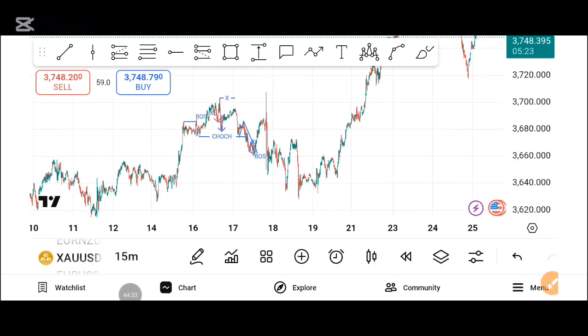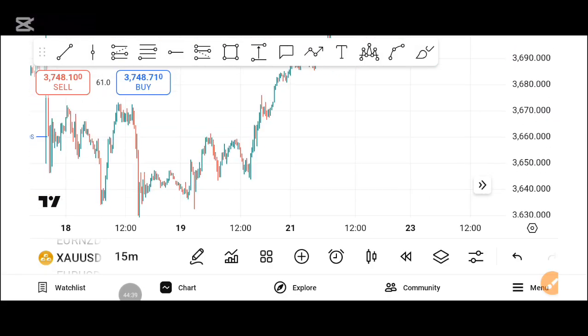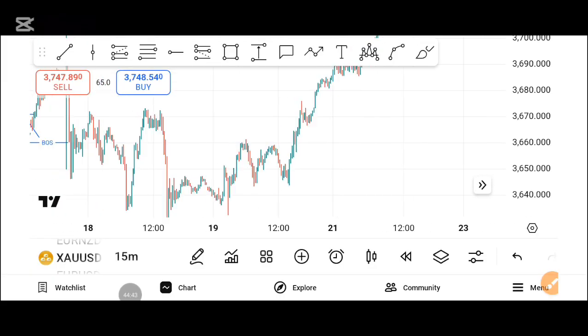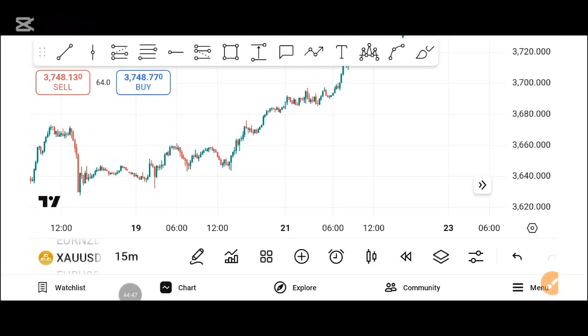Either you can analyze the market and make. So let's see and identify another inducement again. So this is a bullish trend. Alright, this is a bullish trend.